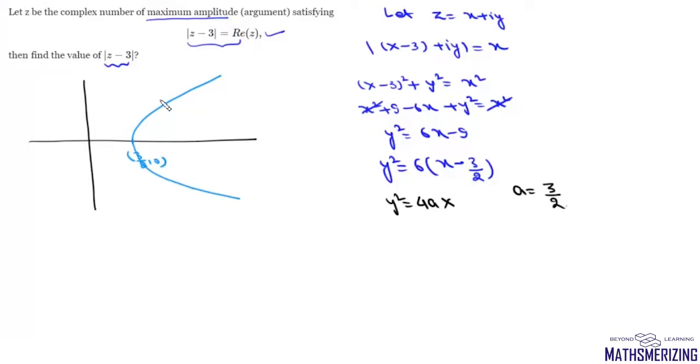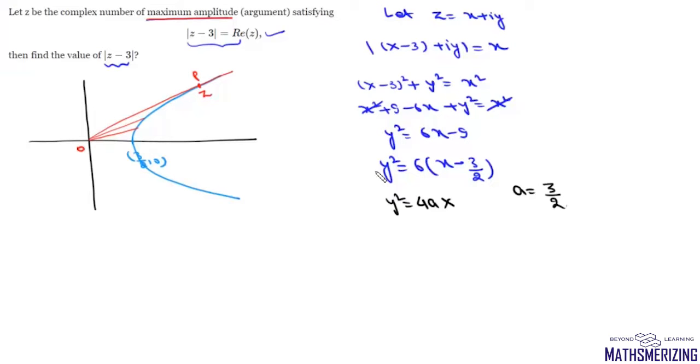Now on this parabola, we need a point Z having maximum amplitude. We know that amplitude is nothing but angle that a point makes with positive real axis. So if we look at these points, then we know that this angle is increasing. Then we'll have one point where this argument will be maximum. So this argument will be maximum at a point P at which tangent drawn will pass through origin. So we'll need to find coordinate of this point P.